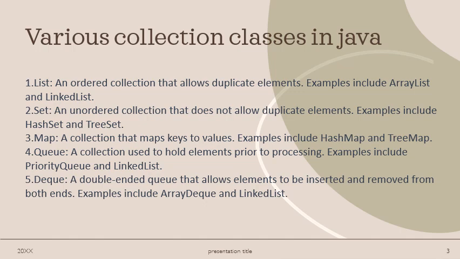Map is a collection that maps keys to values. Examples include HashMap and TreeMap. Queue is a collection used to store elements prior to processing. Examples include PriorityQueue and LinkedList. Deque is a double-ended queue that allows elements to be inserted and removed from both ends. Examples include ArrayDeque and LinkedList. Let us see some of these collection classes in Java.